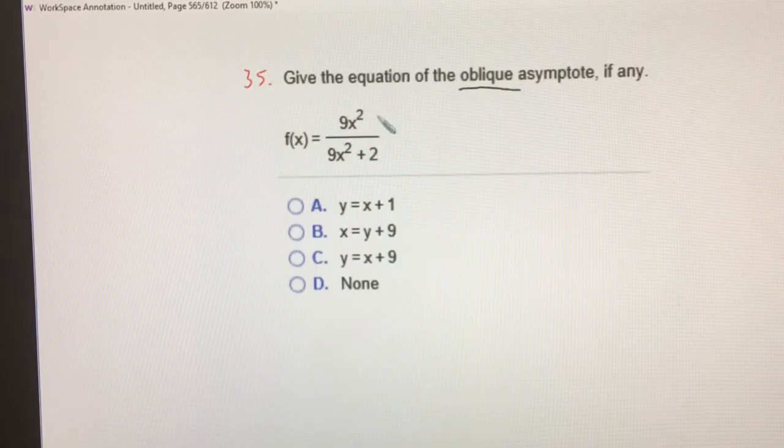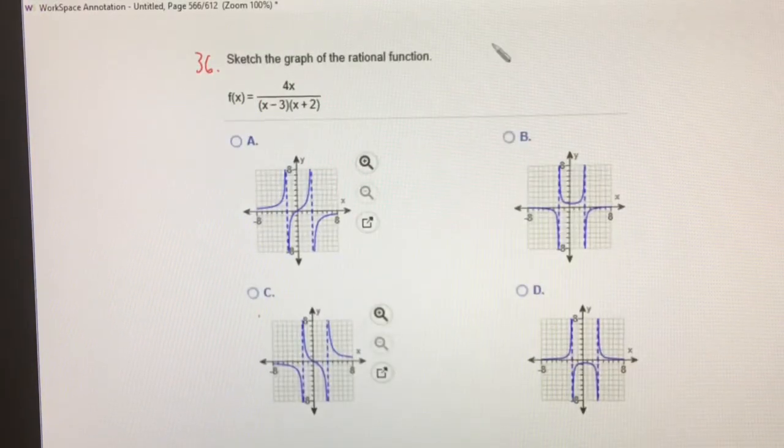Oblique asymptote. Notice the degree of the top is the same as the degree of the bottom. So that means it's going to have a horizontal asymptote. And if you have a horizontal, you cannot have an oblique. There is none.